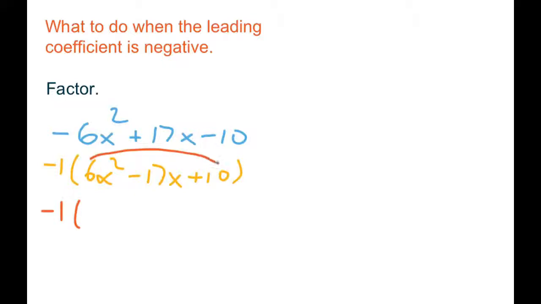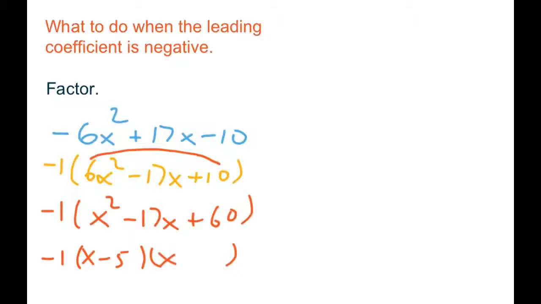So the 6 is going to move over there. It just leaves me with x squared. 17x stays. And I multiply the 6 and the 10, I get 60. All right, now I'm going to factor that trinomial. And I'm remembering that this -1 still stays outside. So two numbers that I multiply to get positive 60, add to get -17. And that's going to be minus 5, minus 12.